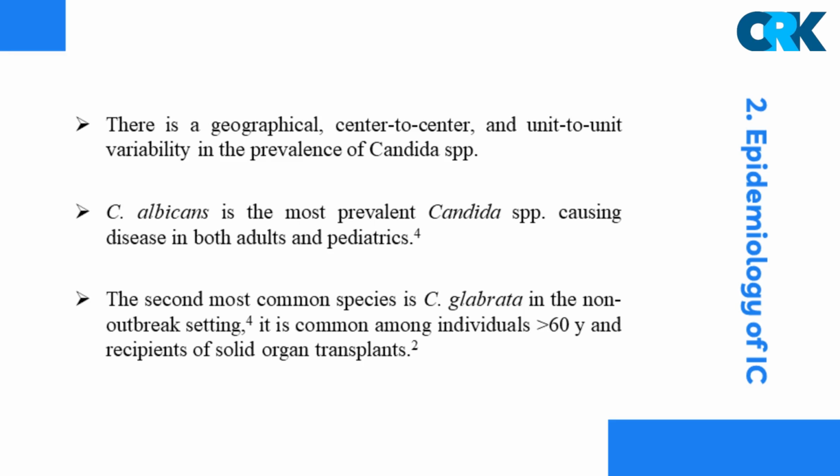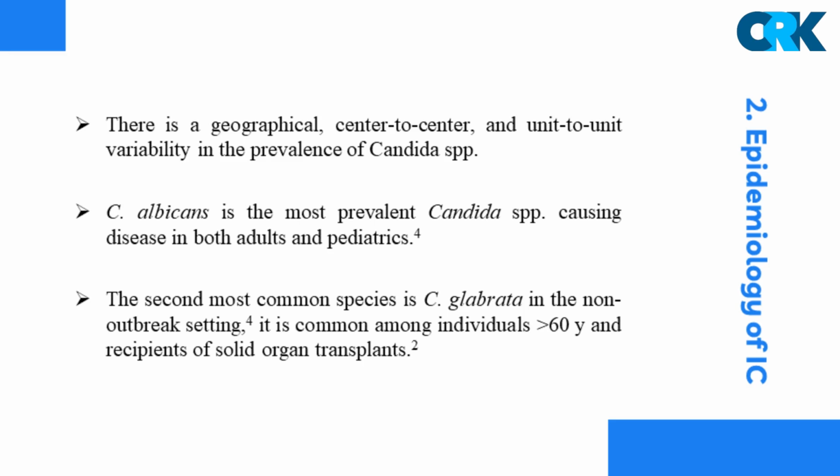There is a substantial geographical, center-to-center, and unit-to-unit variability in the prevalence of Candida species. Candida albicans continues to be the most prevalent Candida species causing disease in both adult and pediatric populations, but the past decades have witnessed an increase in diagnoses of non-albicans candidemia in both groups.